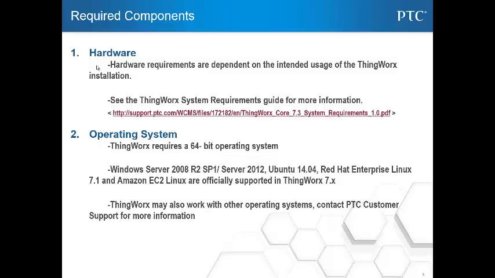The operating system required to install ThingWorx is 64-bit; 32-bit will not work. Currently, we support Windows Server 2008 R2 Service Pack 1, Windows Server 2012, Ubuntu 14.4, Red Hat Enterprise Linux 7.1, and Amazon EC2 Linux. Other operating systems may work unofficially. These include Windows 7, Ubuntu 15, Ubuntu 16, CentOS 6 and 7, and Red Hat 6. Please contact PTC ThingWorx Tech Support if you have any questions or are required to work on an unsupported operating system.